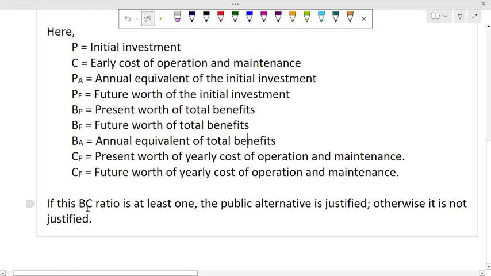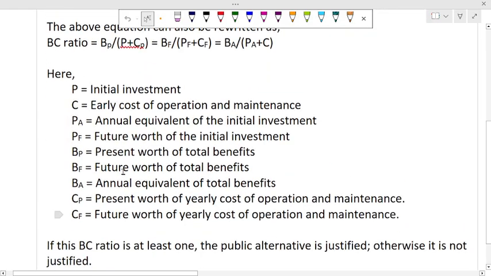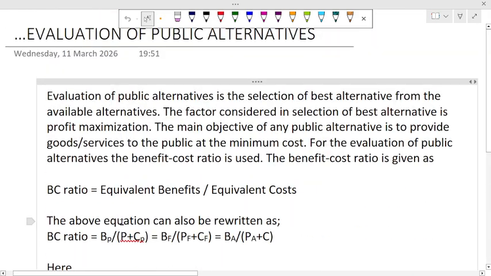So if this benefit to cost ratio is at least 1, the public alternative is justified. Otherwise, it is not justified. Meaning, this over this, if our answer is at least 1, that means it's okay. But if the answer is not at least 1, it's not justified. If the answer is less than 1, that means you are actually losing. If the answer is greater than 1, it means you are gaining a lot. But if the answer is at least 1, then it's justified.